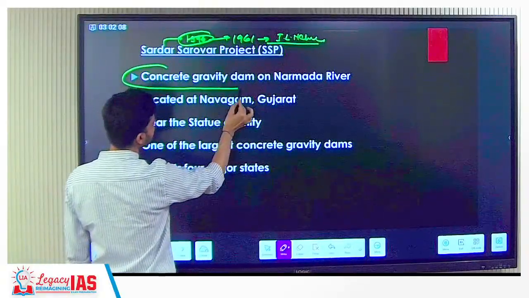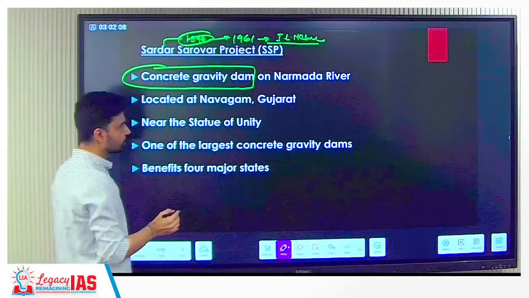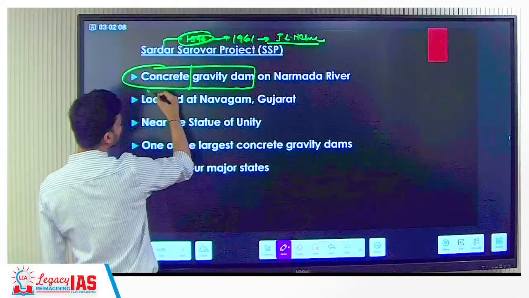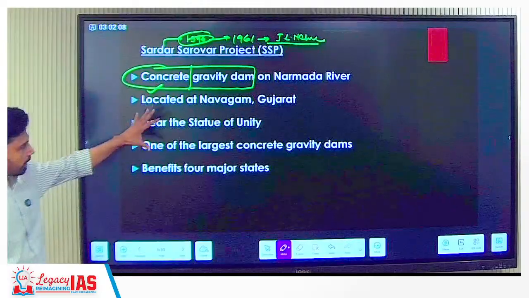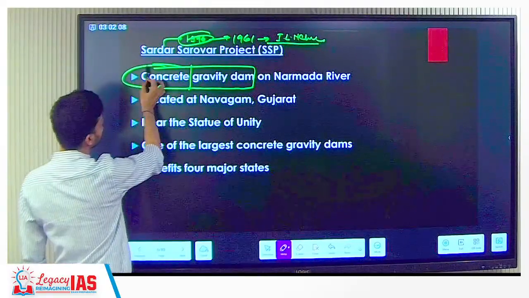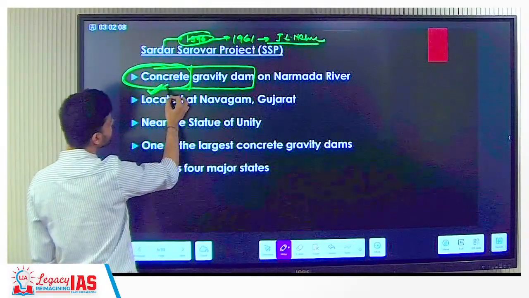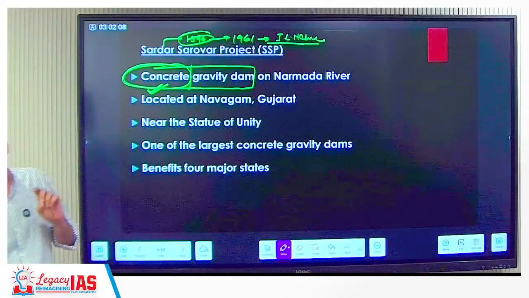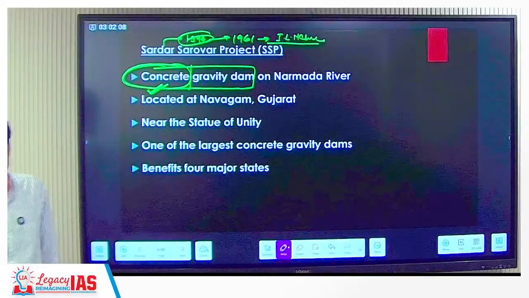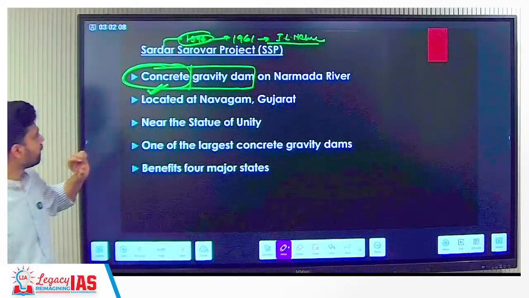Now, what kind of dam is it? It is referred to as a concrete gravity dam. What does it mean? Concrete is the material used in construction of the dam, and many experts argue that if you calculate the amount of concrete used in the dam, it might become one of the largest concrete based dams not only in India but in the entire world. So at least in the top 5 it will definitely come.